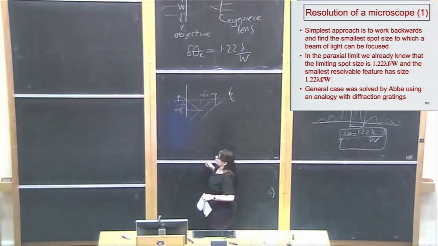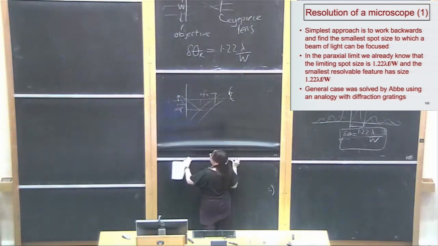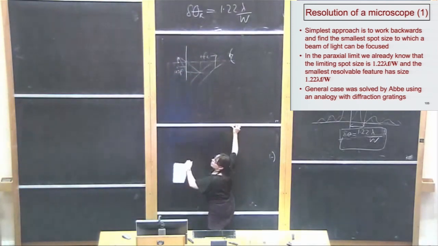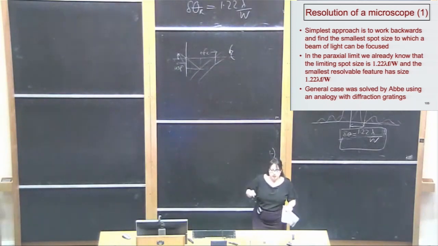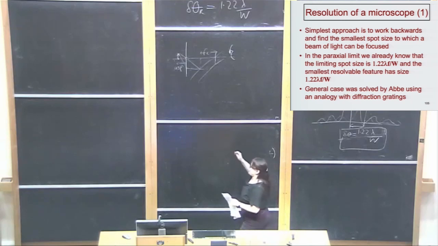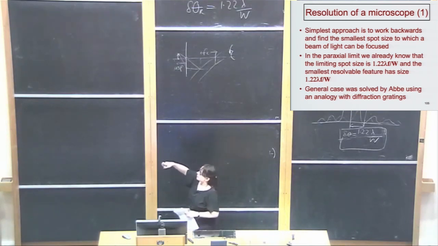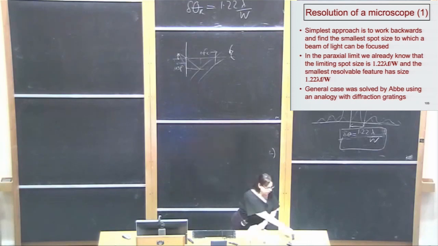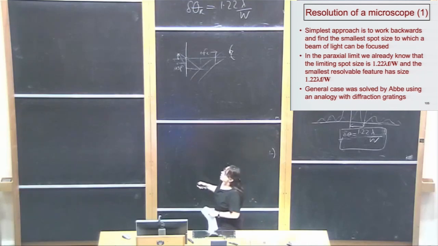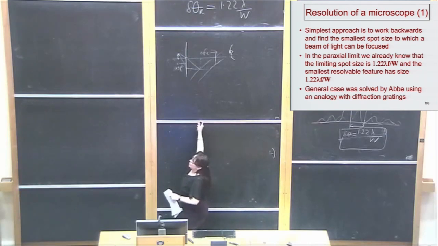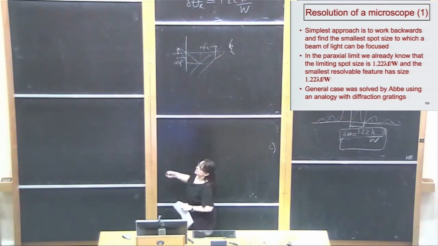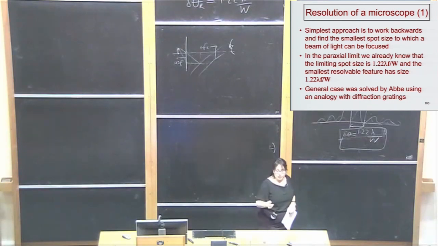Probably the easiest way to understand the calculation is to reverse it almost, and think what is the smallest spot size I could produce. If we were in the paraxial approximation, then it would just be our usual thing that we've been talking about, the 1.22 lambda f over w. But normally we're not in the paraxial approximation, as I've just explained, so if you want to do it properly, you have to do the full treatment.